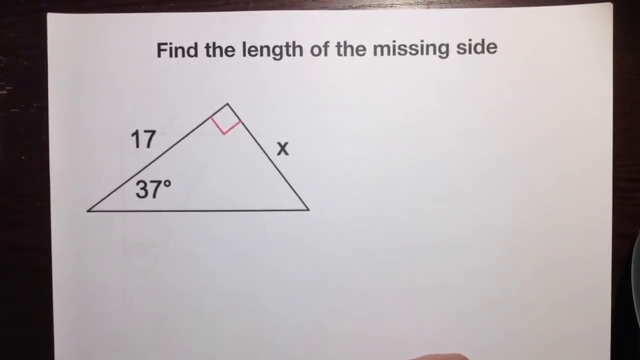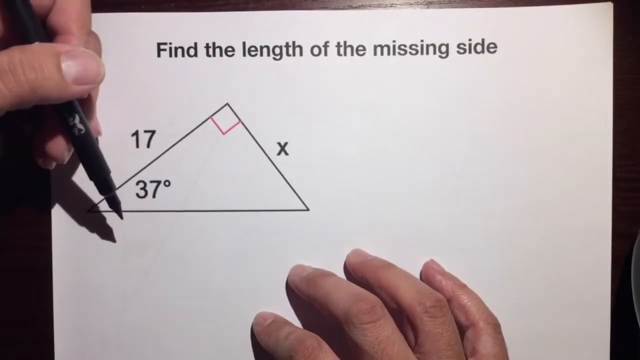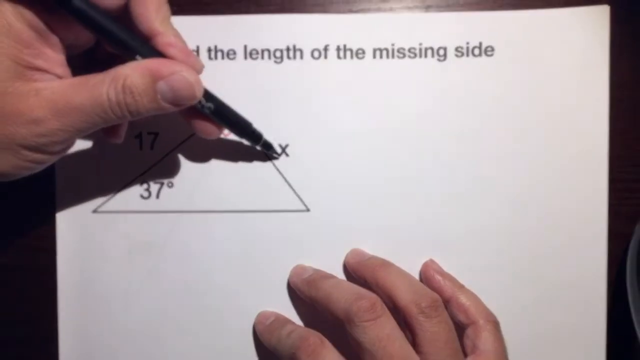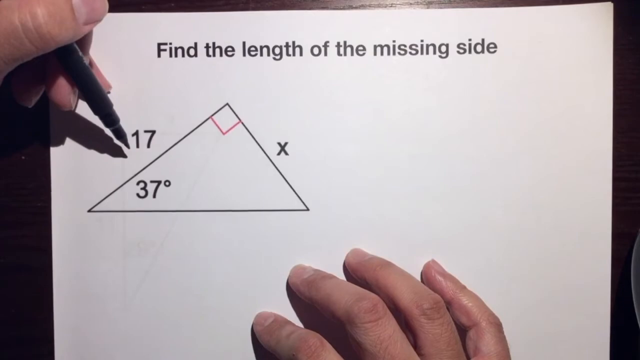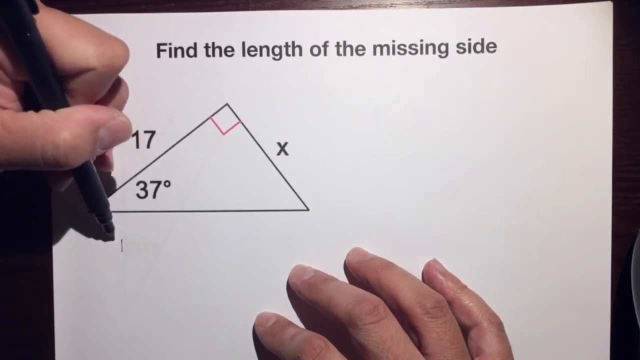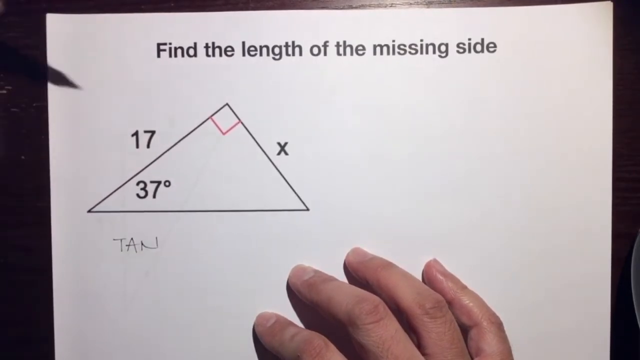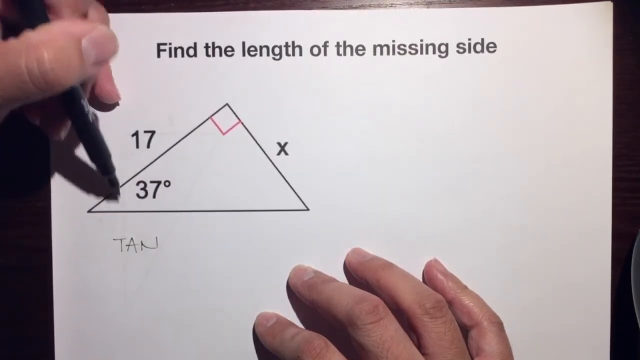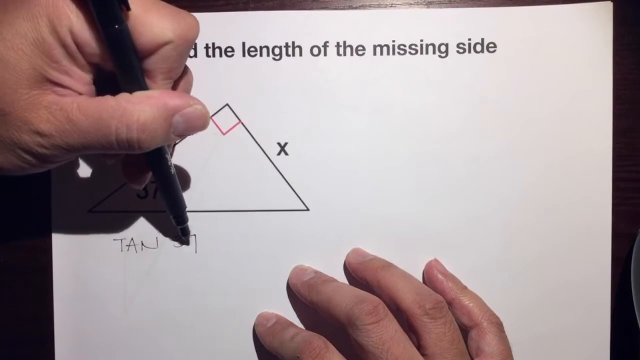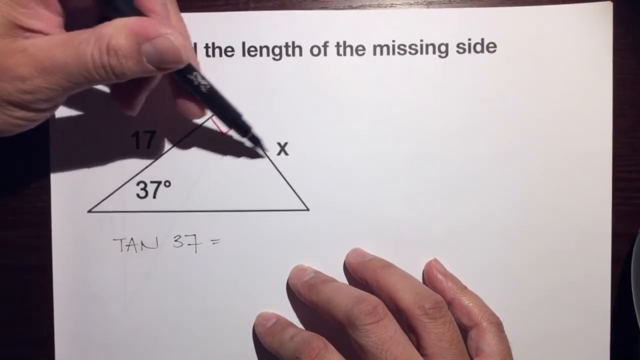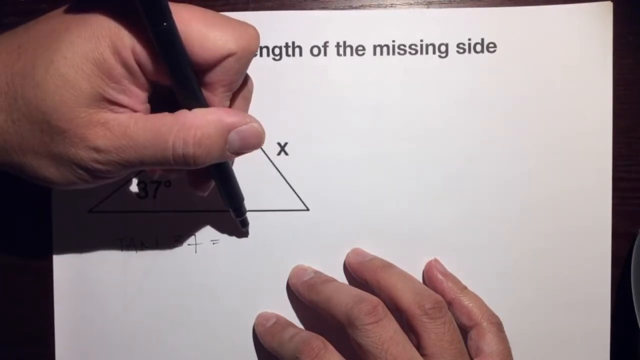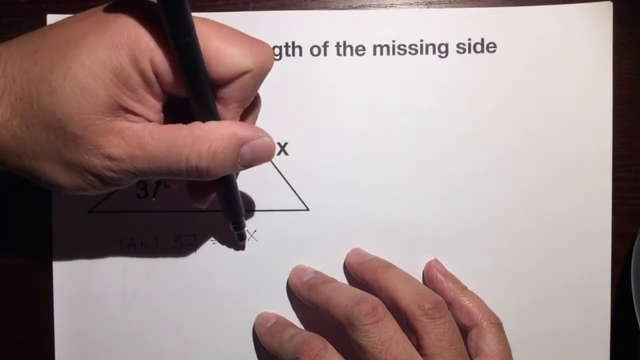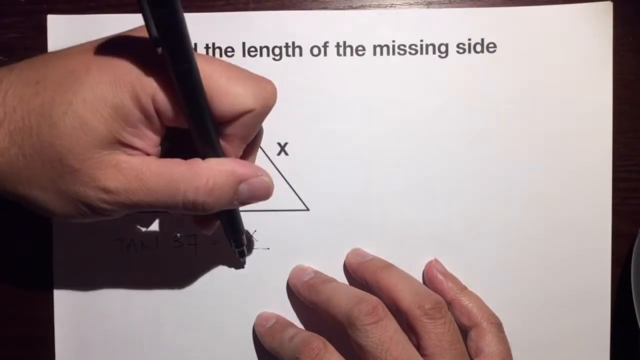All right, so let's set this up. Let's set up this tangent ratio. We know we're going to use tangent because we're trying to find the opposite and we have the adjacent. So let's write that out. The tangent of theta, our theta is that other angle that they give us, which is 37, equals the opposite, which is x, over 17.